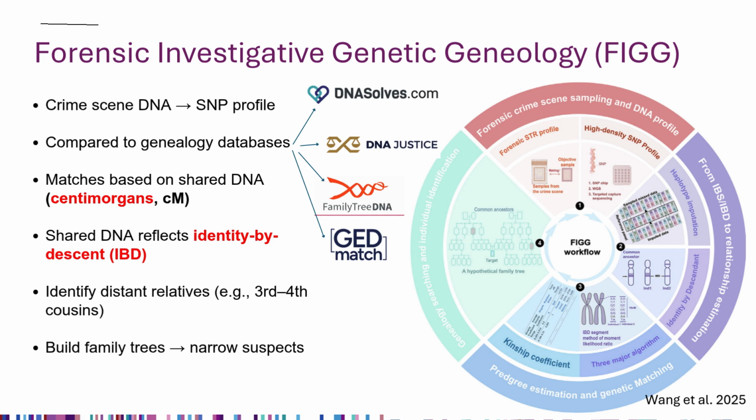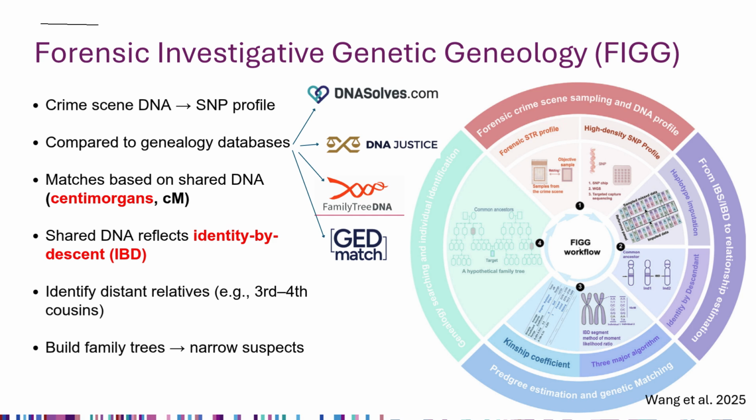GEDmatch, in particular, plays an important role in FIG implementation. They offer an array of DNA comparison and analysis tools. Law enforcement used GEDmatch to identify the suspect in the Golden State Killer case. The database automatically compares an uploaded DNA profile to other profiles in the database and identifies matches.